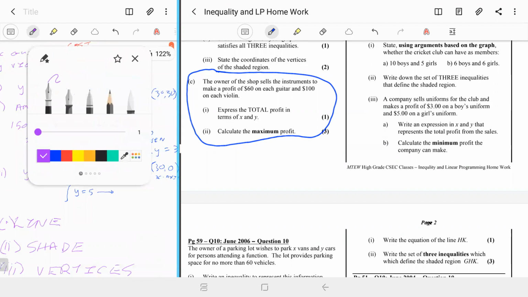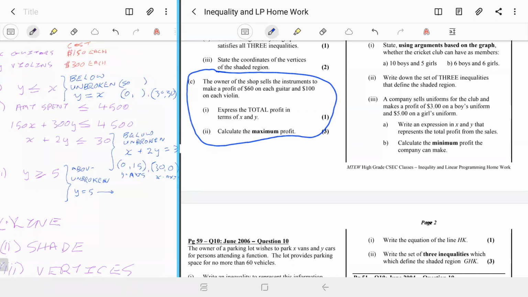Let's put the information about the profit in black. So in terms of profit, he is making $60 on each guitar. See there? $60 each. $60 on one. And the violin is making $100, so the violin is making more money on each one. $100 each.